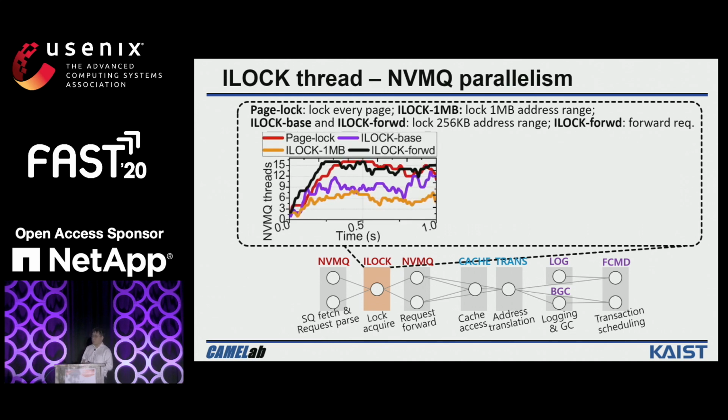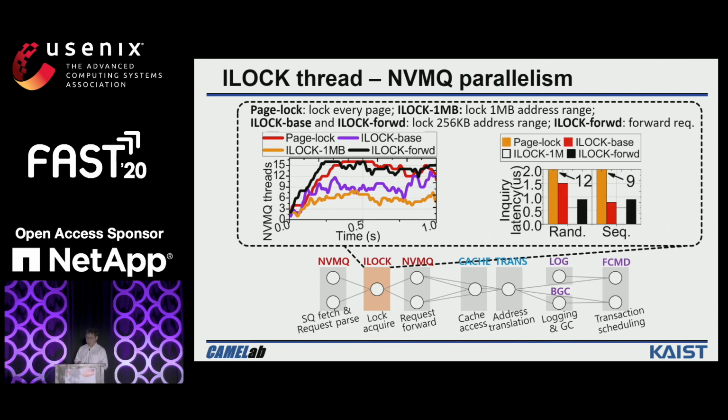We firstly evaluate how much ILOCK can impact the parallel execution of the NVMQ threads. As you can see from the figure, ILOCK 1 megabyte achieved the worst performance because locking a large address range can block other threads which access the same address. Page lock actually achieved the best performance. Our ILOCK can also achieve similar performance as the page lock. This is because it does not block the NVMQ. Instead, our ILOCK forward can directly forward the commands to the lock owners.